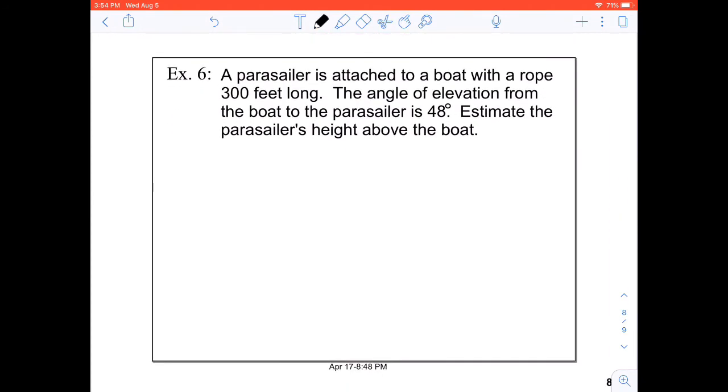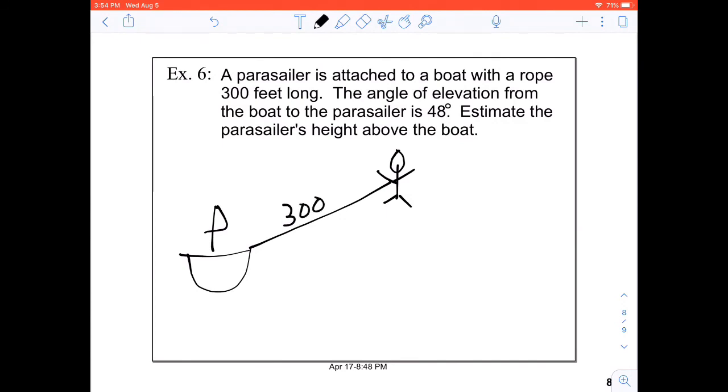So a parasailer is attached to a boat with a rope 300 feet long. The angle of elevation from the boat to the parasailer is 48 degrees. Estimate the parasailer's height above the boat. All right, so we have a boat. I want you to use a little common sense. The parasailer is not going to be right above the boat. You've got a parasailer in the air attached to the boat by a 300-foot long rope. They tell you the angle of elevation from the boat to the parasailer is 48 degrees. An angle of elevation always has to be formed by a horizontal. So that's your 48 degrees. They want to know the height above the boat.